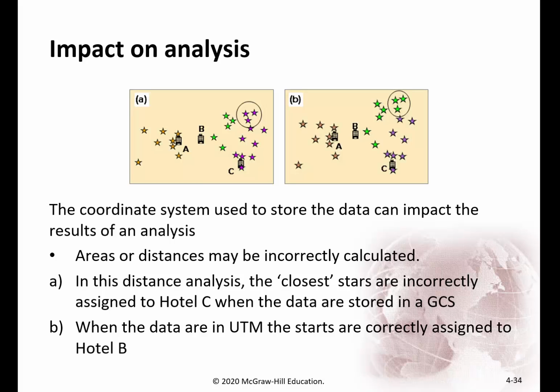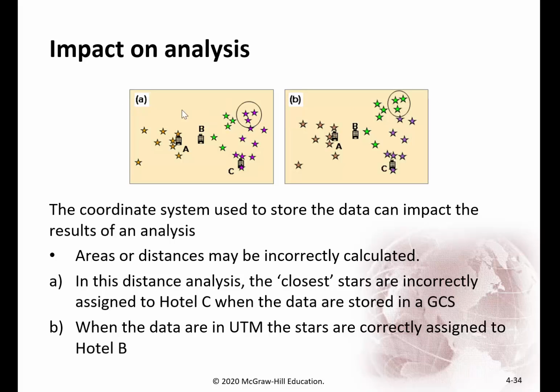The coordinate system used to store the data can impact the result of your analysis. Areas or distances may be incorrectly calculated. For example, take the distance analysis, if you're looking at what is closest, which is one of the tools you can run from the geoprocessing toolbox, something you're all familiar with at this point, even though you've only used it once so far, but that's fine. The point is that depending on how it is projected, the data, which is arguably the same data, just projected differently, can impact how we might analyze the relationships from certain points to another.